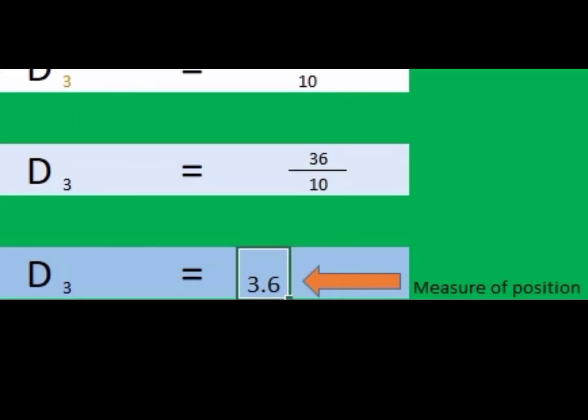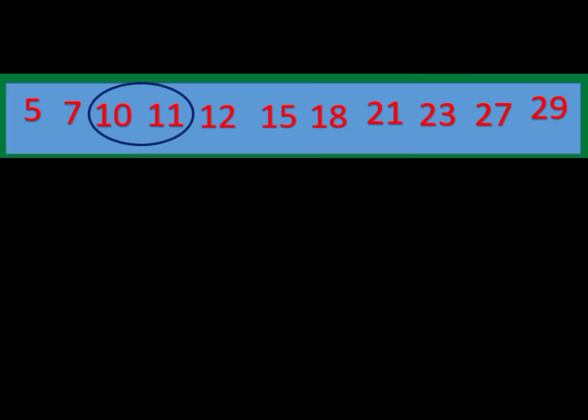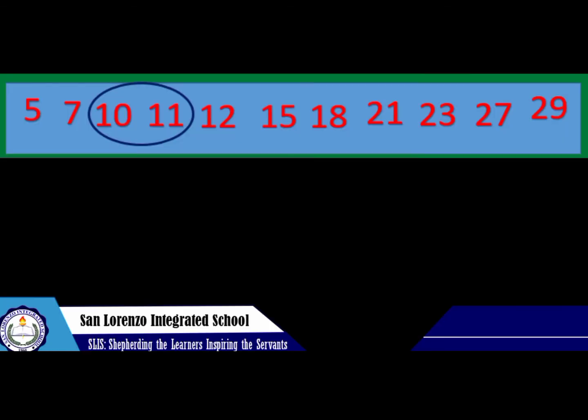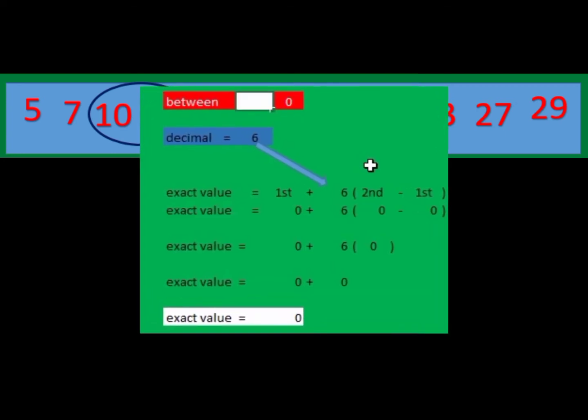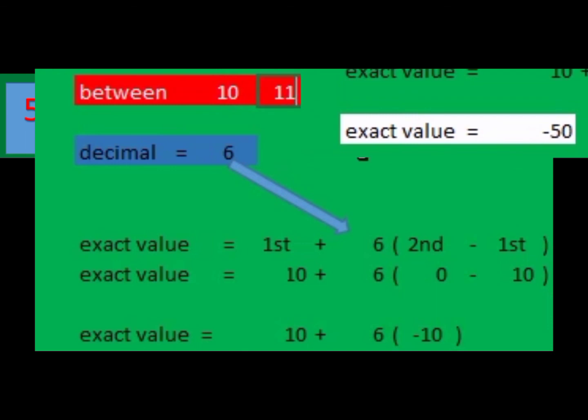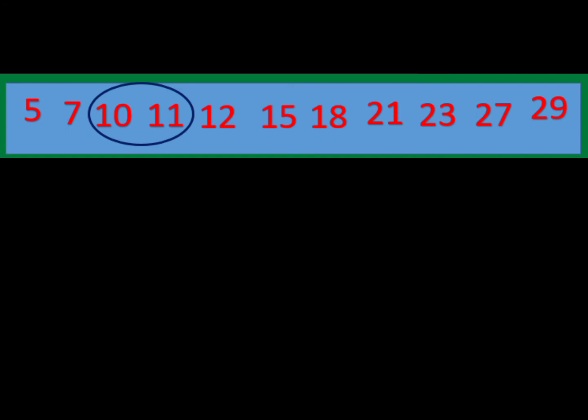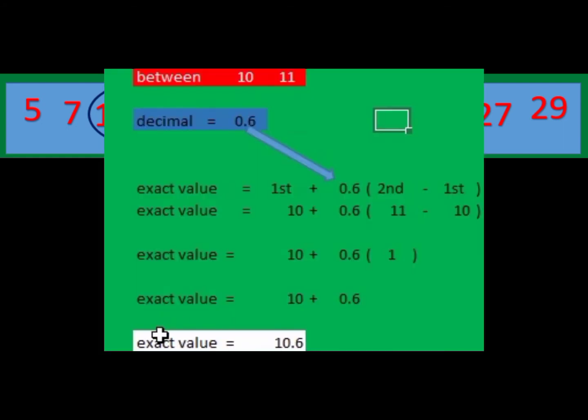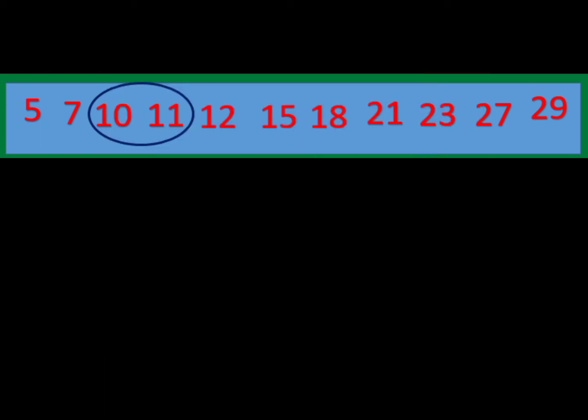The measure of position is 3.6. Let's count 1, 2, 3. So 3.6 is located between 10 and 11. Using the next formula, 10 will be our first number and 11 will be the second number. So let's put the decimal 0.6, and the values will automatically substitute in the formula. This is the same as what we did in our previous example, and the exact value is 10.6.